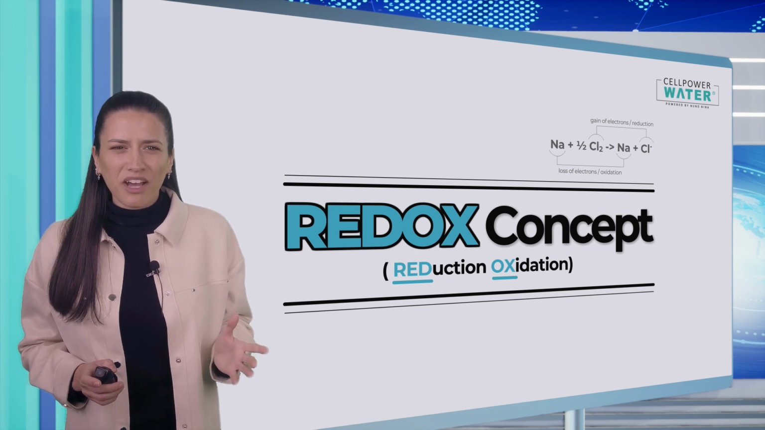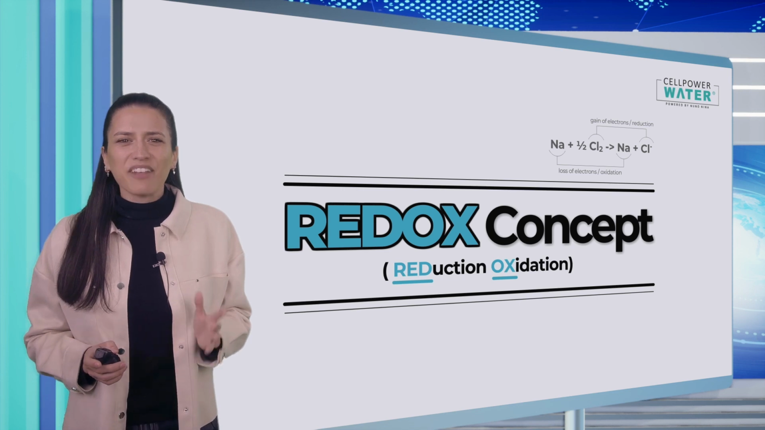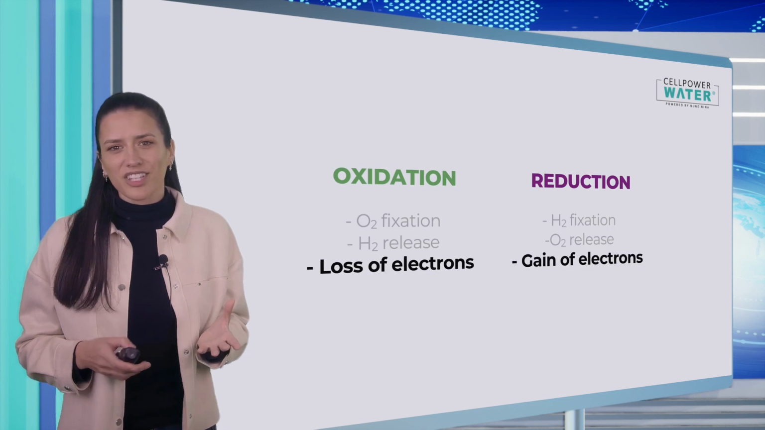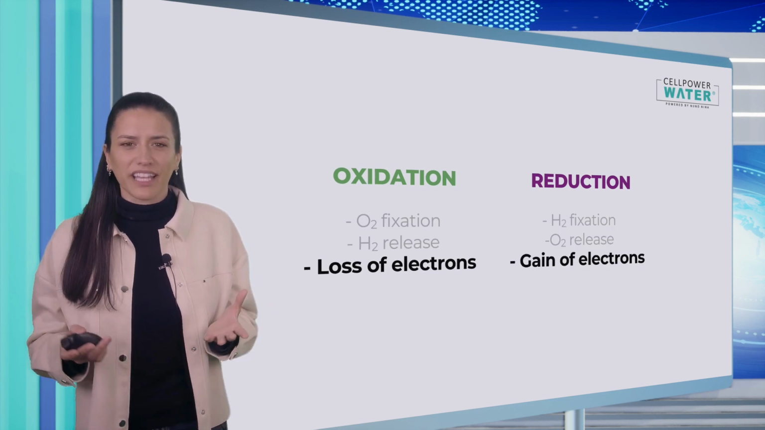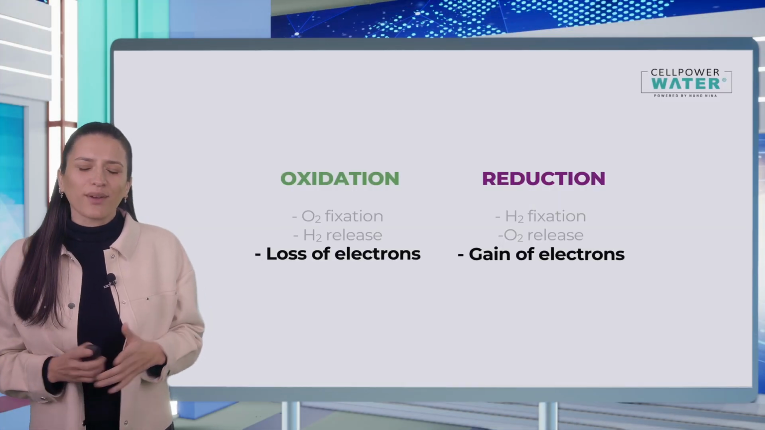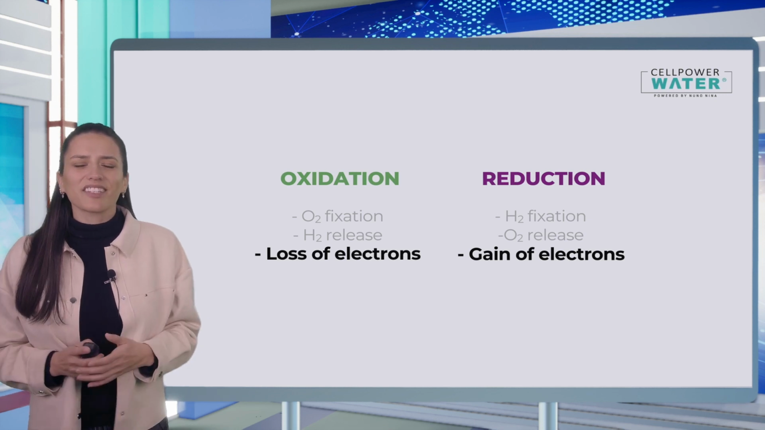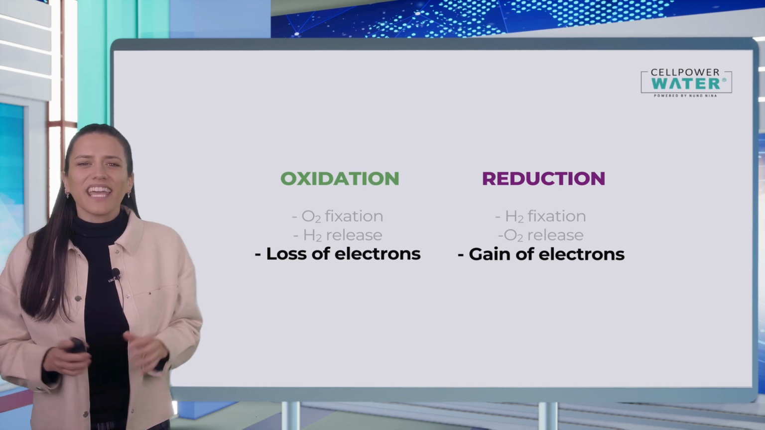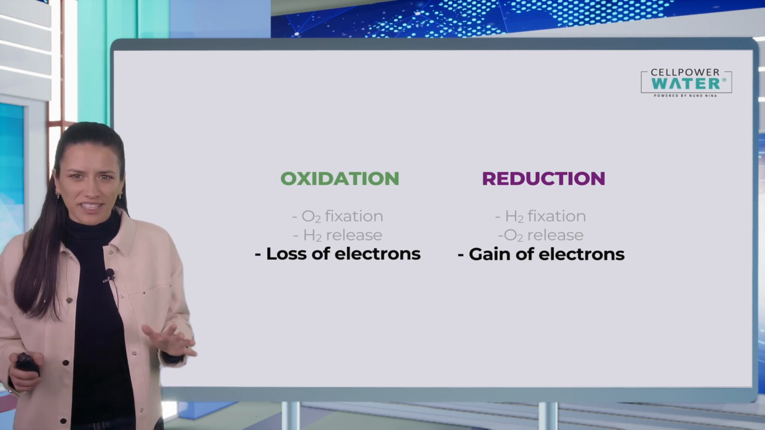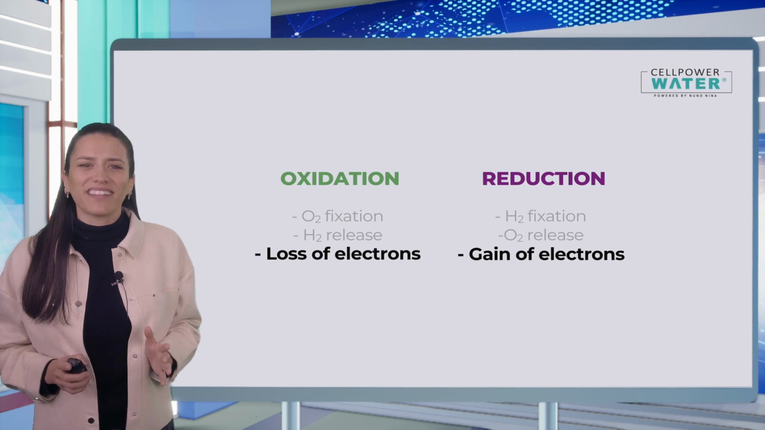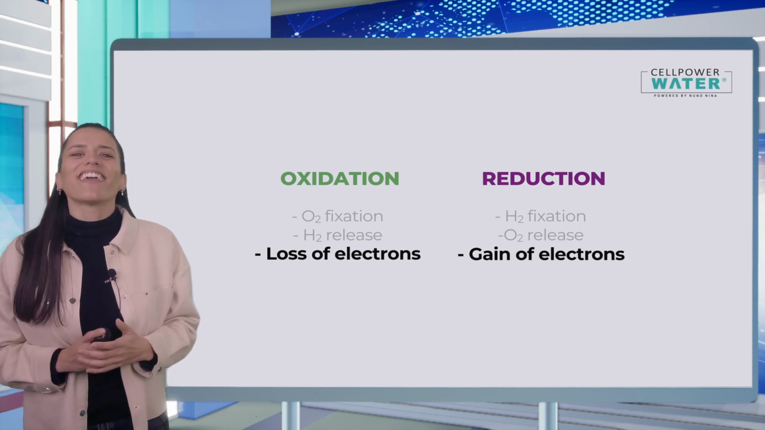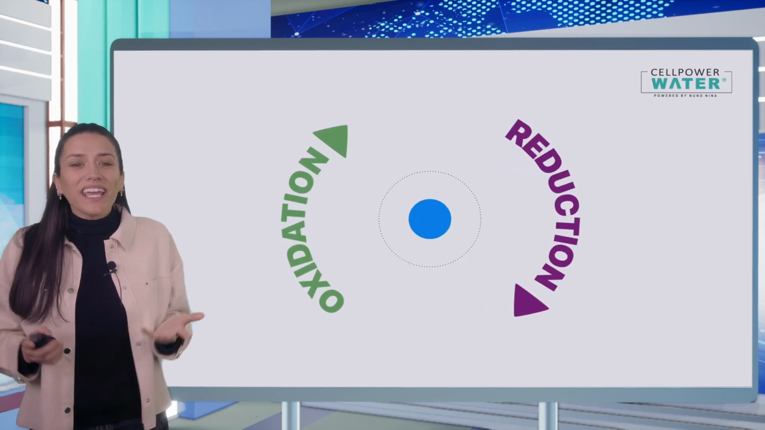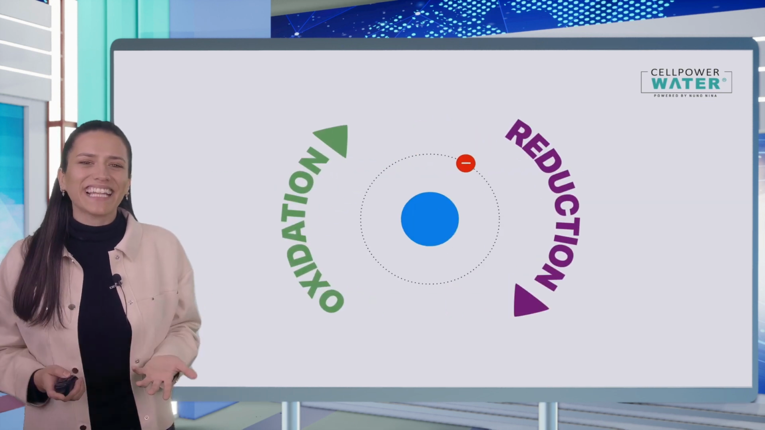But what is the meaning of oxidation and reduction? In a very simple way, oxidation refers to electron loss. Reduction, on the other hand, is the gain of electrons. When there is hydrogen release or oxygen fixation, oxidation also occurs, and the opposite goes for reduction. It is important to understand the general concept and that these are phenomena that happen constantly and that they are dependent upon each other.